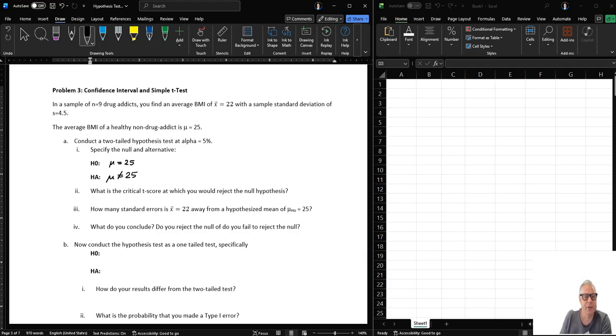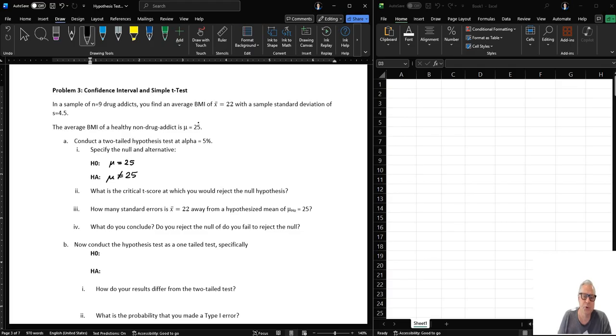So in this case, we need to work with a t-score. Why? Well, even though we know the population average, for whatever reason, we don't know the population standard deviation, and all we have is our sample standard deviation. So we have to work with a t. And that's the next question. What is the critical t-score at which you would reject the null hypothesis?